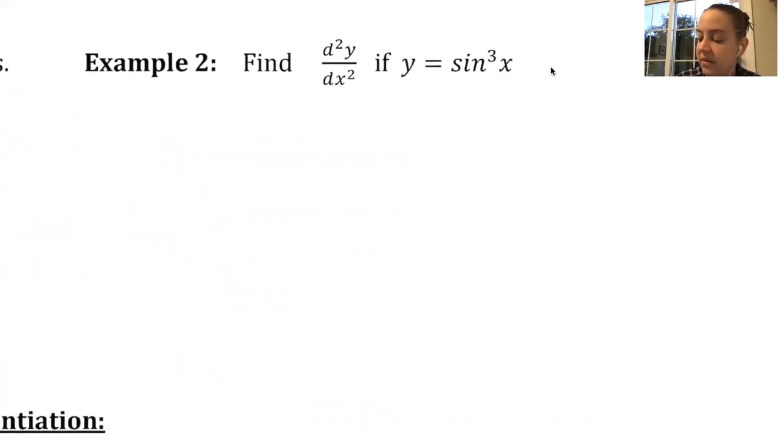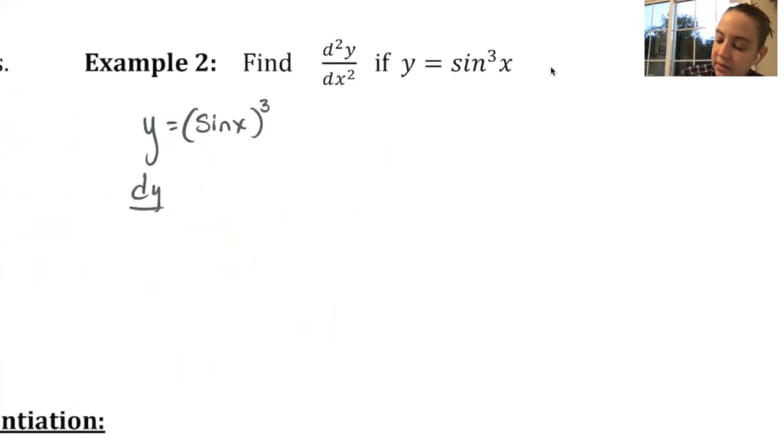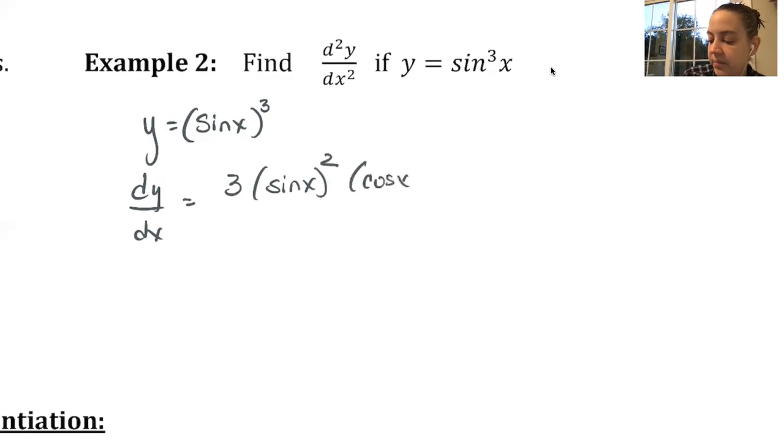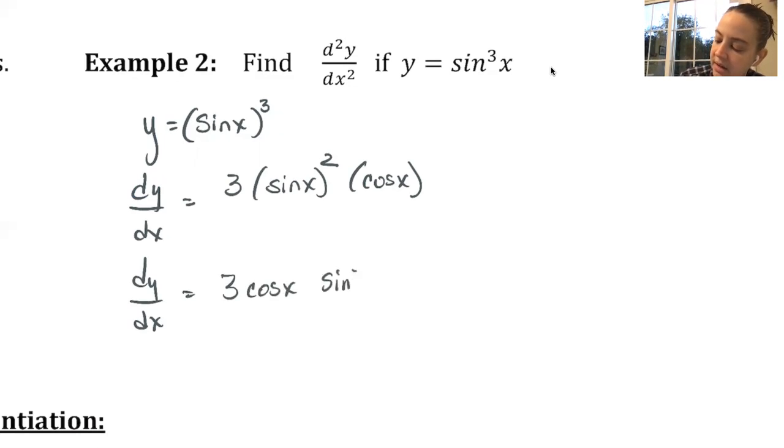Find the second derivative of y equals the sine cubed of x. This is looking like a chain rule to me. So if y is equal to the sine of x quantity cubed, the first derivative is 3 sine of x squared. The derivative of sine is cosine. How do you simplify that, rewrite it? We could say 3 cosine of x sine squared of x. Does it matter which one comes first? Nah, not at all. Doesn't matter. All right, so that's the first derivative.